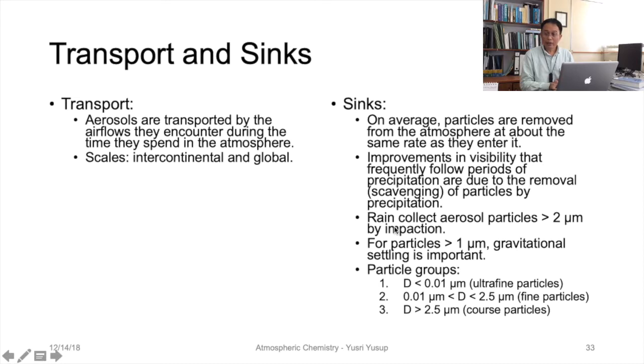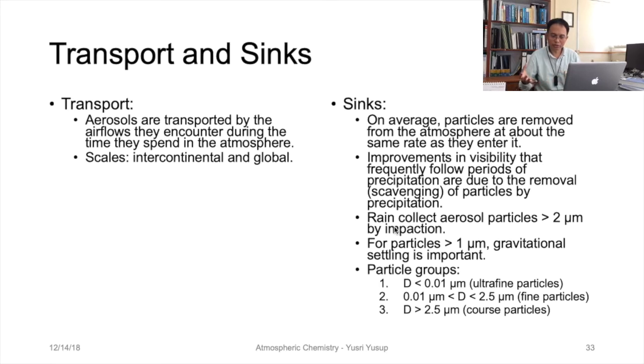Rain collects aerosol particles, specifically the ones that are more than 2 micrometers in diameter, because of the process of impaction. But for particles that are less than 2 micrometers but more than 1 micrometer, gravitational settling is important, because rain is not able to impact appreciably those smaller size particles, which makes it more important for them to settle down to be removed from the atmosphere than to be removed through scavenging or precipitation.